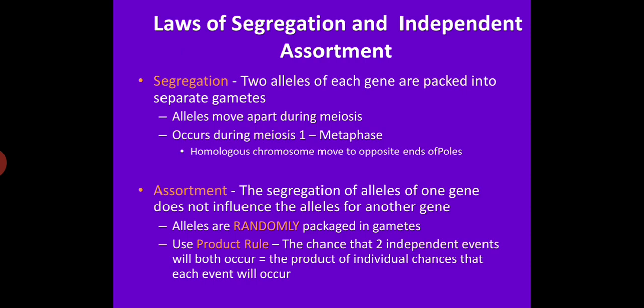Based on Mendel's dihybrid cross experiment, he proposed two laws. One is the law of segregation: the two alleles of each gene are packed into separate gametes. The alleles move apart during meiosis. The next is the law of independent assortment: the segregation of alleles of one gene does not influence the alleles of another. So the alleles assort independently. The alleles are randomly packed into the gametes.